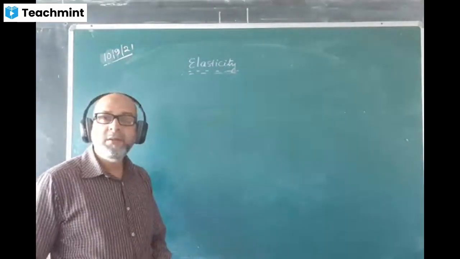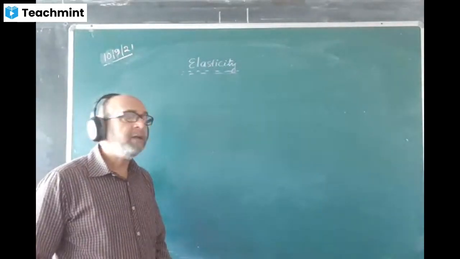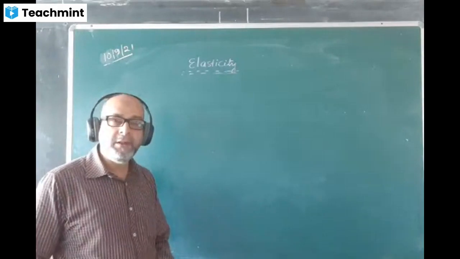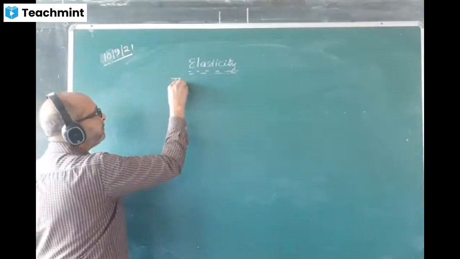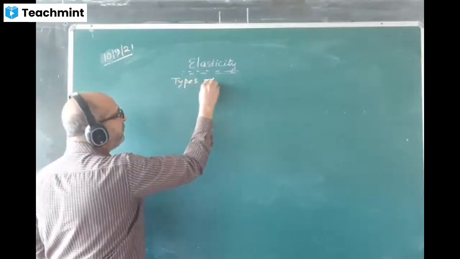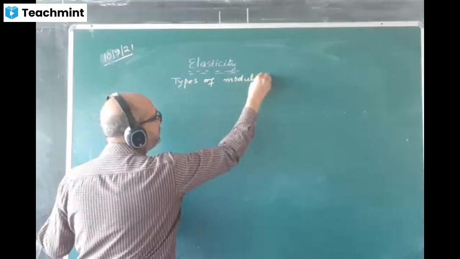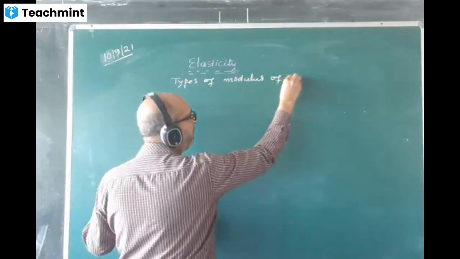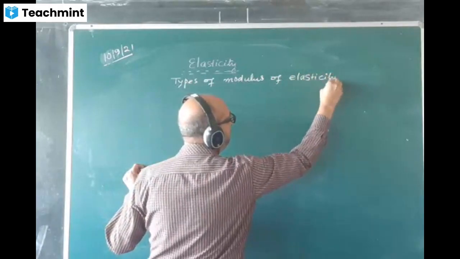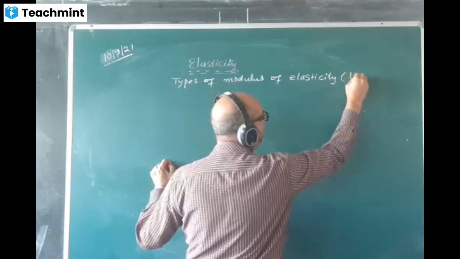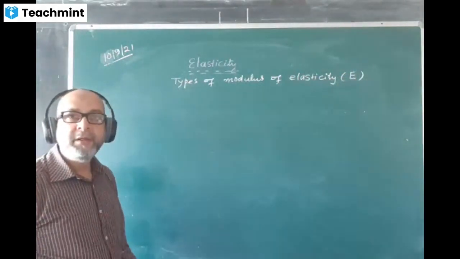Yes, sir. Steel is more elastic than rubber. Okay. Yesterday only I told you there are three types of E, the modulus of elasticity. Types of modulus of elasticity, denoted by E, capital. There are three types, right?